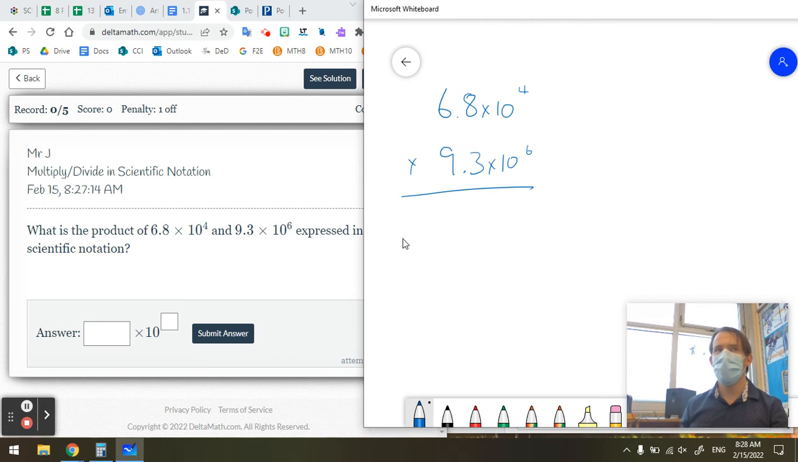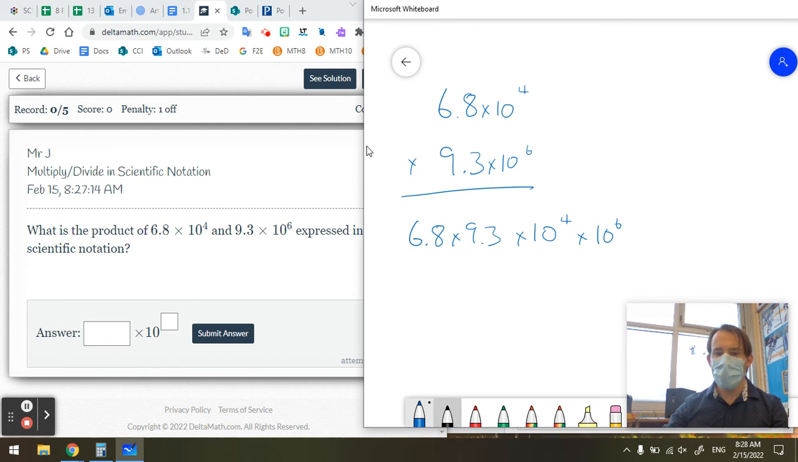Another thing you can do is understand multiplication can be done in any order. I can multiply these 4 factors in any order I want. 6.8 is a factor, 10 to the 4 is a factor, 9.3 is a factor, and 10 to the 6 is a factor. So let's rewrite this as 6.8 times 9.3 times 10 to the 4 times 10 to the 6.